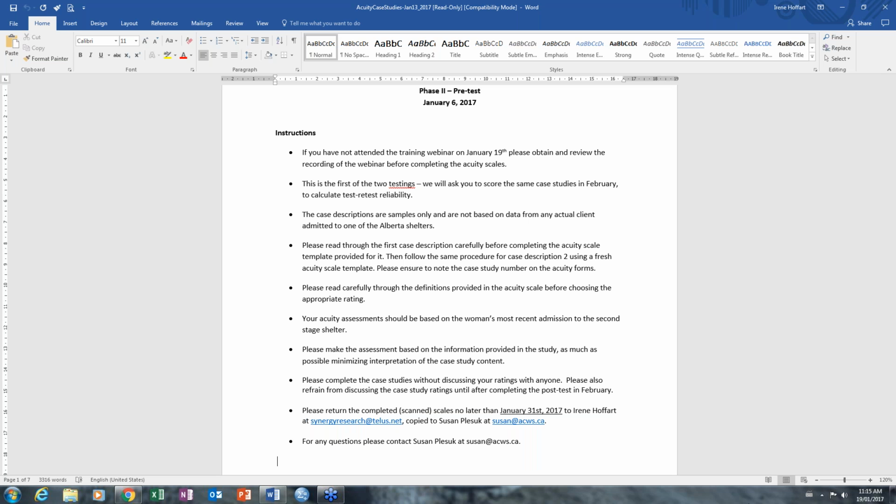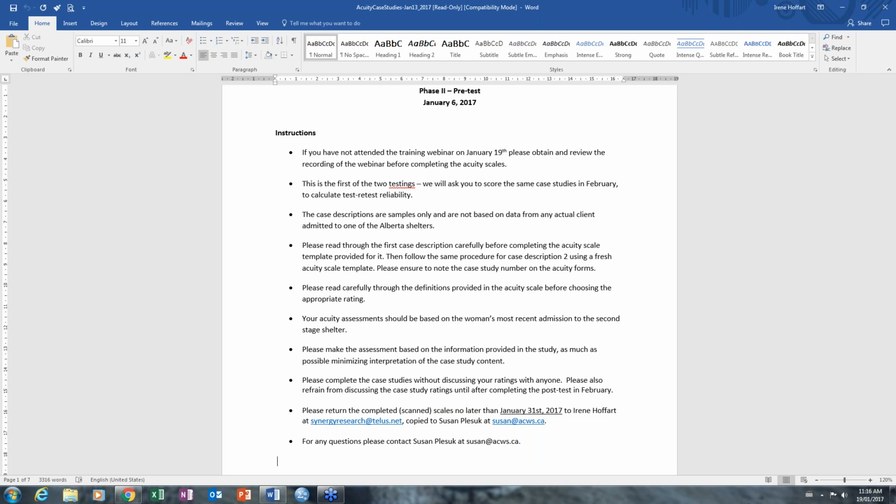In terms of the return of the scales, what we ask you to do is write your answers right on the scale, and then scan it, and then email it to both Susan and I, no later than January 31st. So this is for the pre-test. You have about 12 days. Now, if it's totally unreasonable in terms of time and you're swamped with other things, please let us know, and we'll talk about other options.